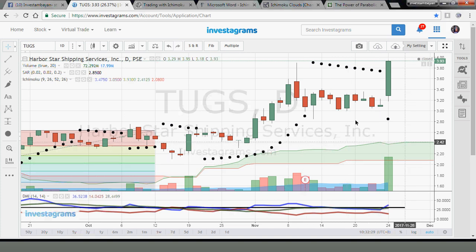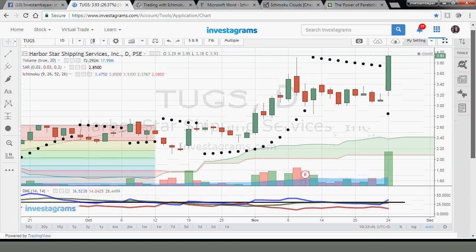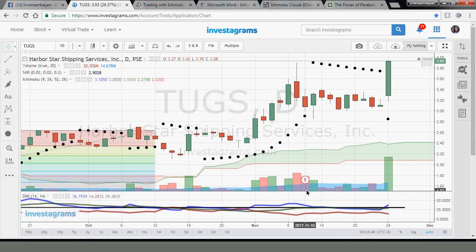Nasa taas siya ng cloud. Nakita natin dito that this is a good indication as well. Above 30, uptrend ba yung DMI? Above 30, positive DI, nasa taas siya ni negative DI. So this is a buy for me. For this. Okay? Now, this is my position, this is for position trading.